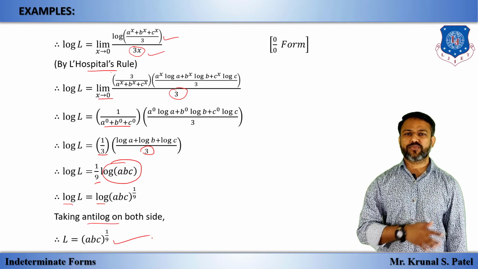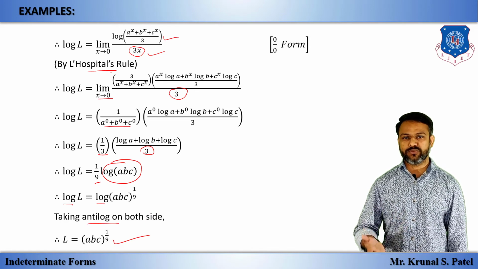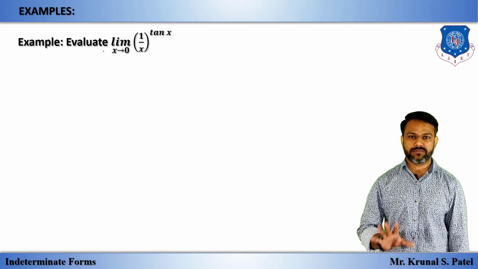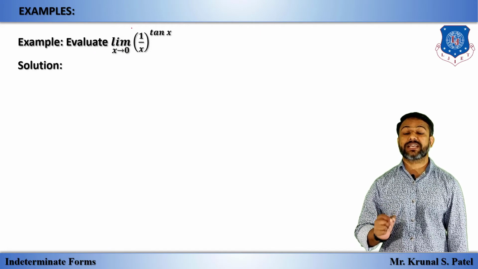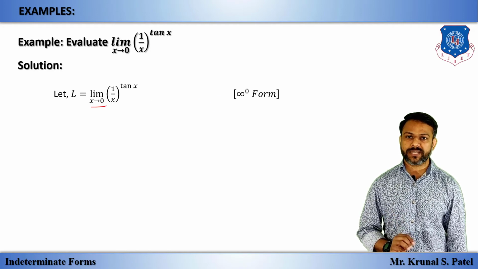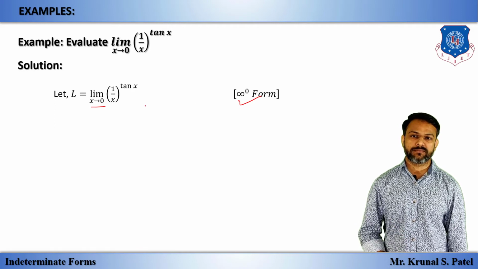So you have to just follow that rule only. Okay. Now one more example, you will understand better. Let's have a solution. Let L is equal to this limit as it is. Now first of all check which form it is. So if we put 0, 1 by 0 is infinity and tan 0 is 0. So this is the infinity raised to 0 form.